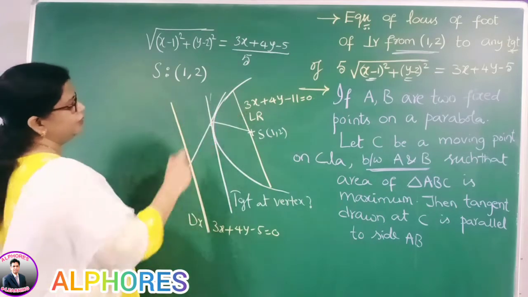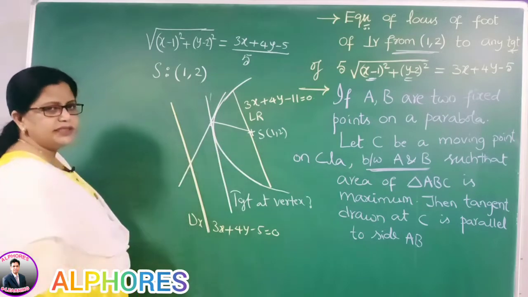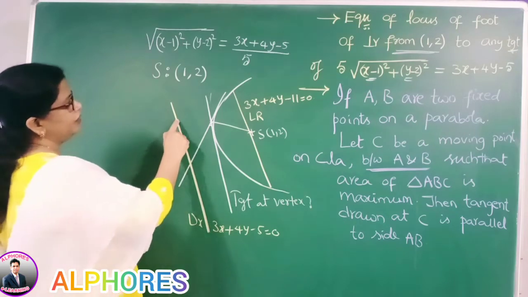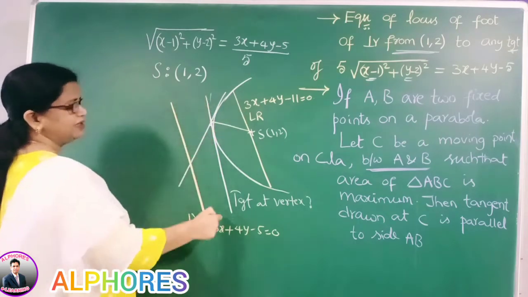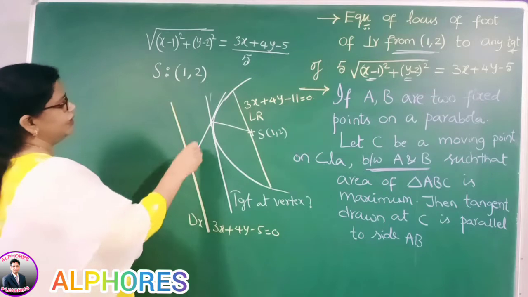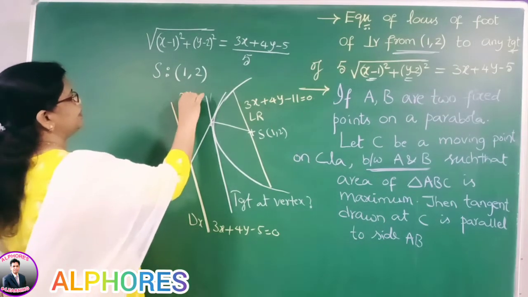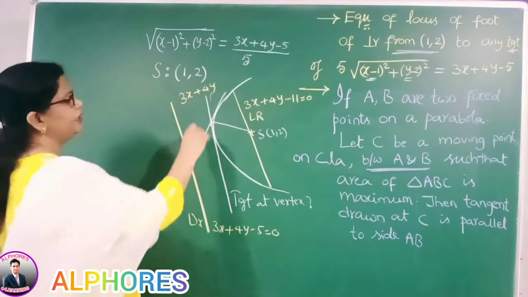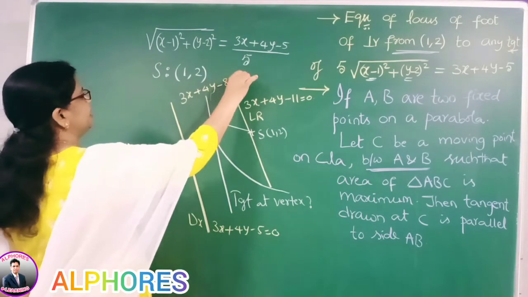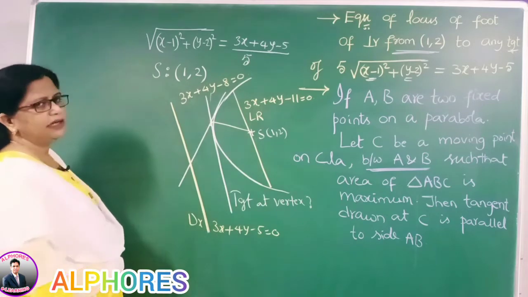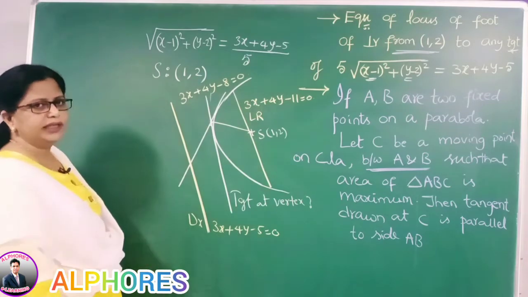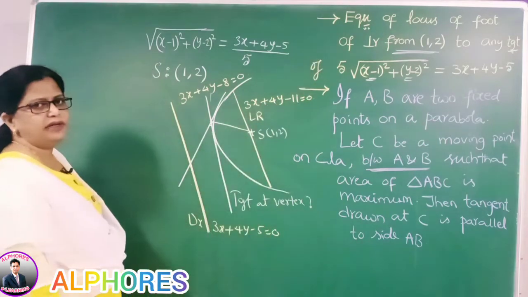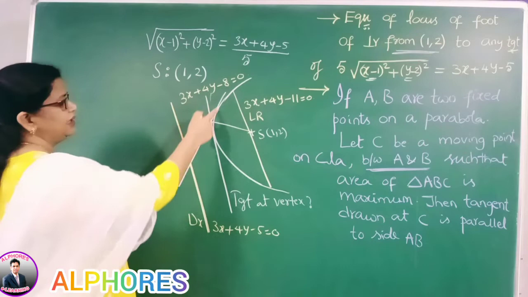Understood, all of you? Now once you know the latus rectum and the directrix, the tangent at vertex is nothing but a line parallel to these two lines and lying exactly midway between them, and hence this equation is 3x plus 4y, and this is (minus 11 minus 5) by 2, minus 16 by 2. Therefore it is minus 8 equal to 0. In this way you can directly find the equation of the tangent at vertex, which is nothing but the locus of the foot of perpendicular drawn from the focus onto any tangent.